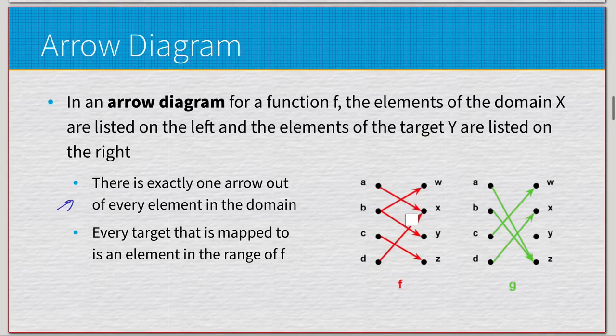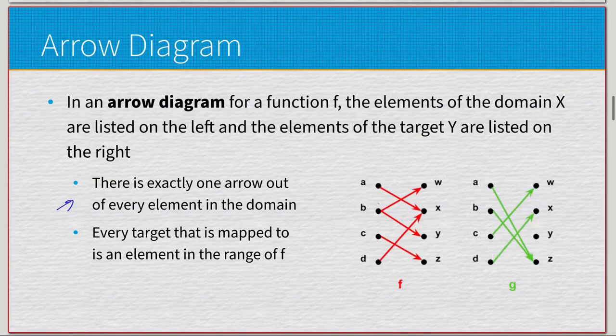So you notice that one is red and one is green. The green one is a proper function. There's nothing wrong with this one, because if we look at every single element of the domain, there is an arrow coming out, exactly one. A maps to Z, B maps to Z, C maps to W, D maps to X.